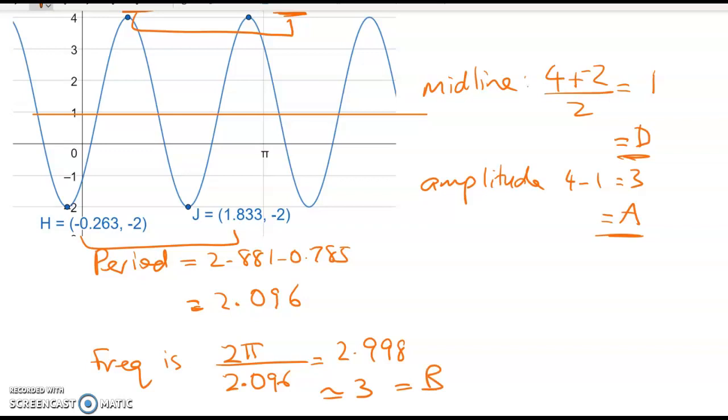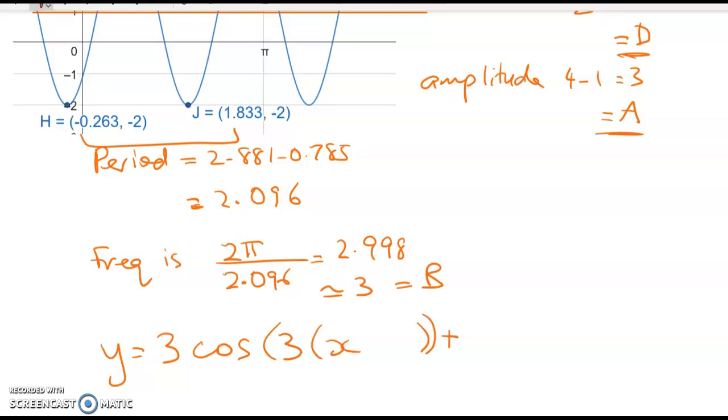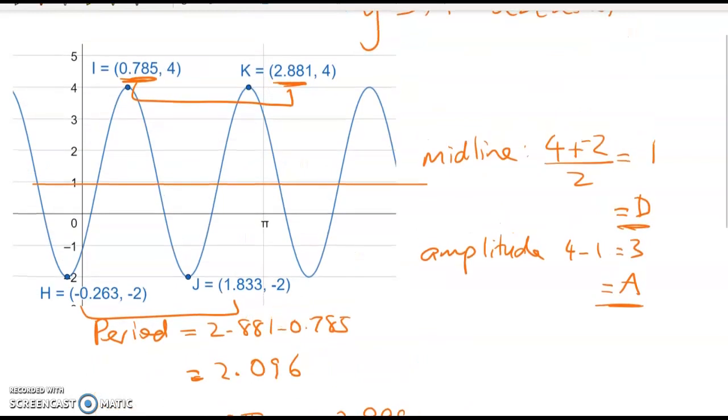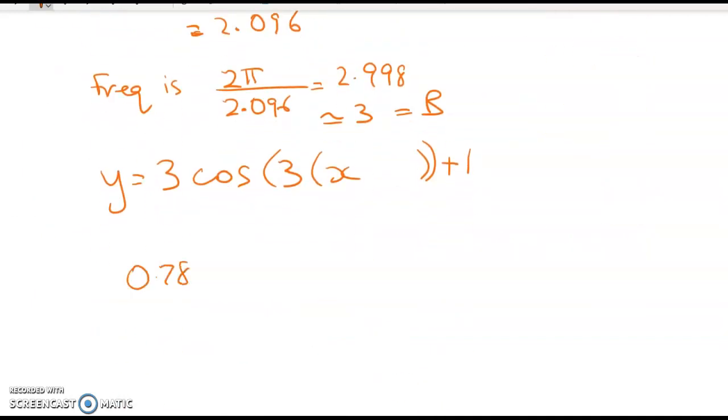So the only thing we've got left to get in here is the horizontal shift. So far we're up to this. We've got y equals 3, sorry guys, dog's about to start making noises. I'm doing cosine, right? 3 cosine 3 times x something something plus 1. Right, now when I'm doing cosine, the horizontal shift is so easy. It's just going to be here. That's my starting point. And we can look at 0.785.